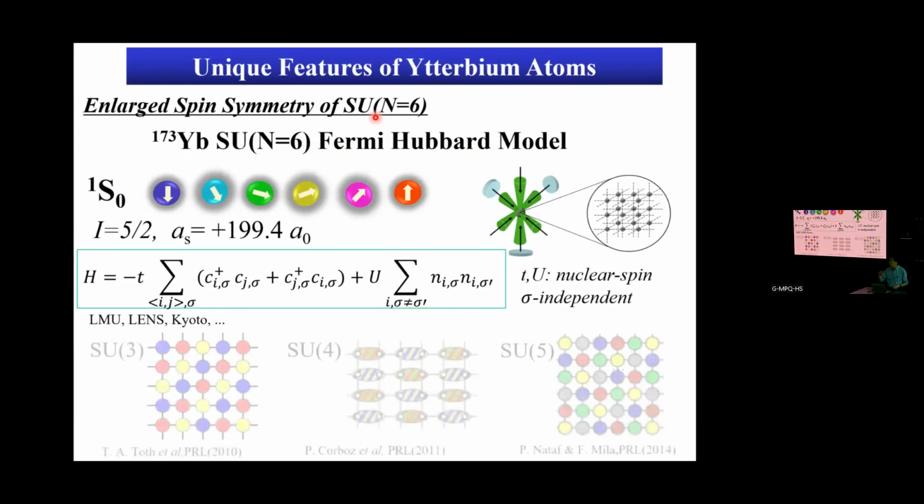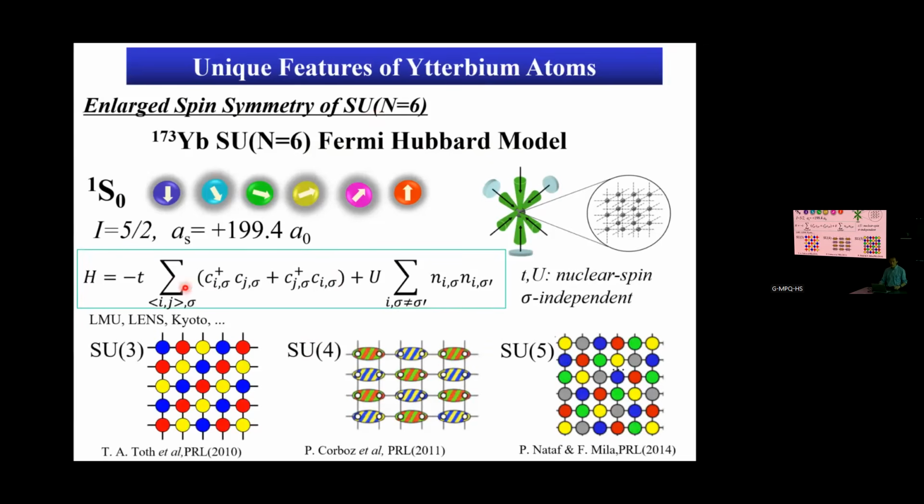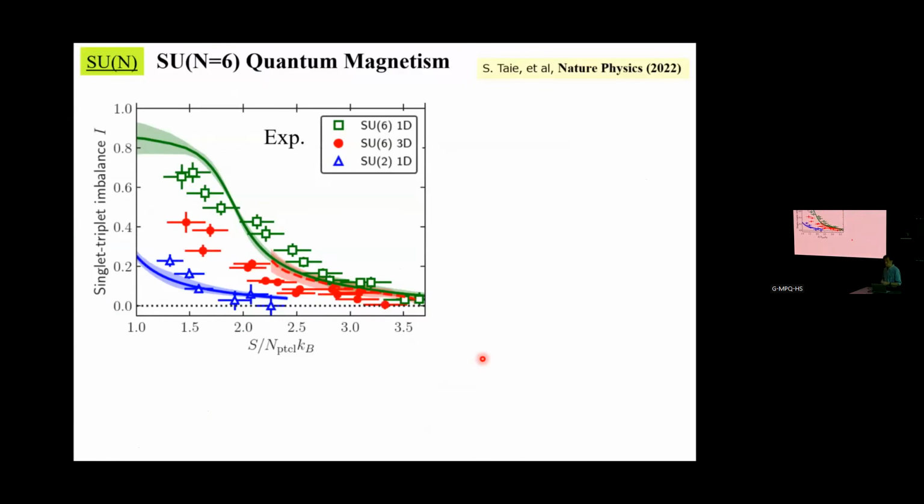Theoretically, these novel quantum phases are predicted at T equals 0. And we think that possible high-Tc superfluidity or superconductivity by doping these magnetic phases is an interesting future research direction, both in theory and experiment. Along this line of research, we recently studied SU(6) quantum magnetism.